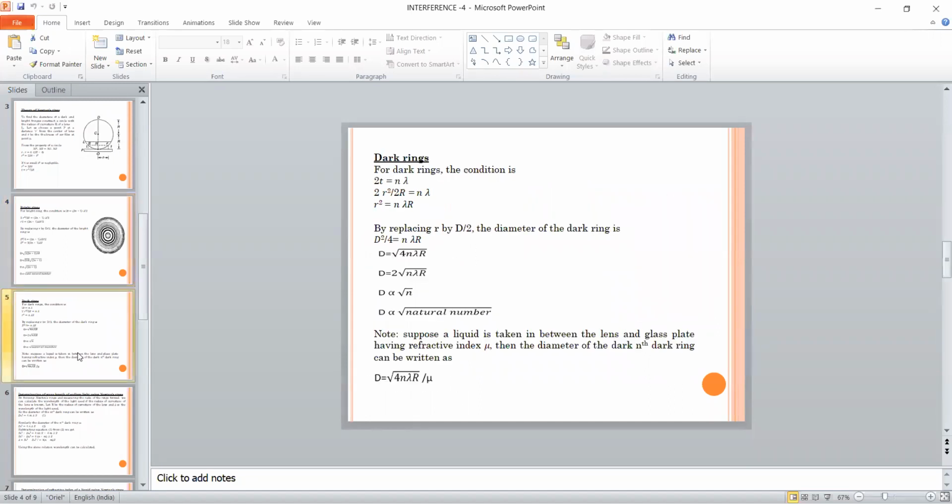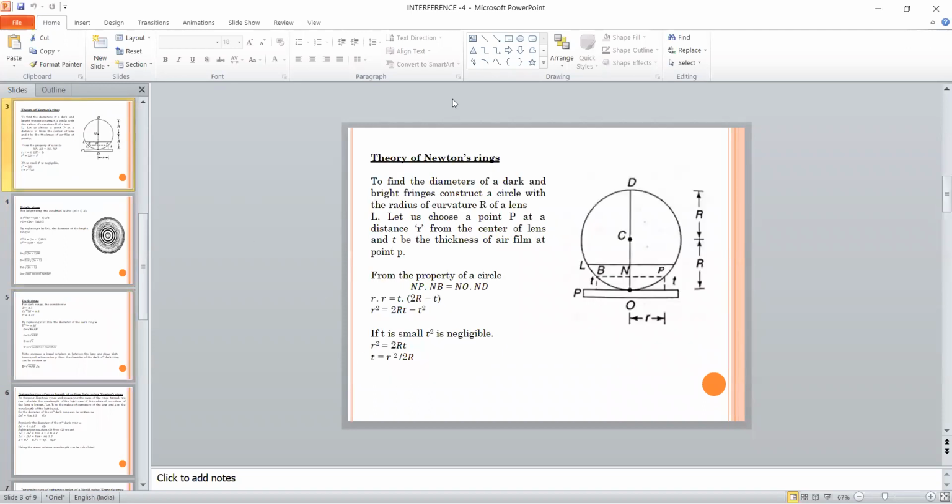Now the next one is dark ring. Now the condition for dark ring is 2t is equal to n lambda. That was discussed in the last class. But here in this class we discussed t is equal to... this is the important condition. T is equal to r square by 2R.